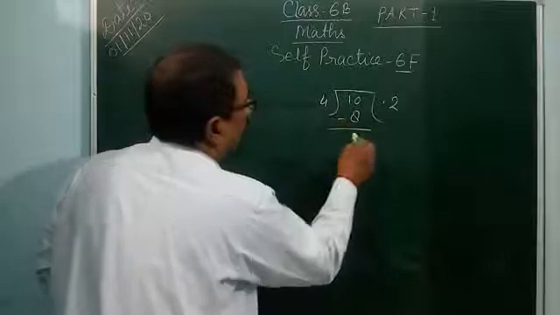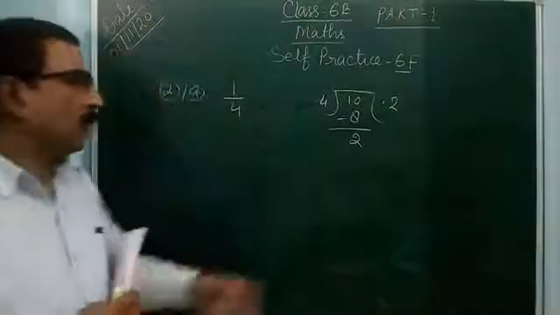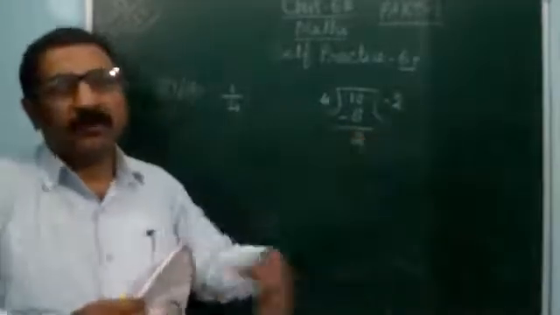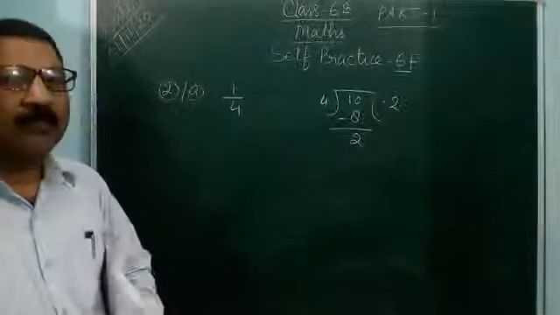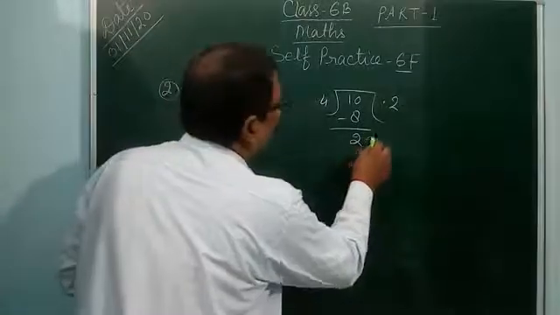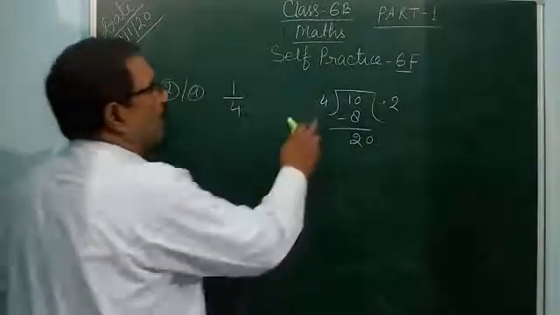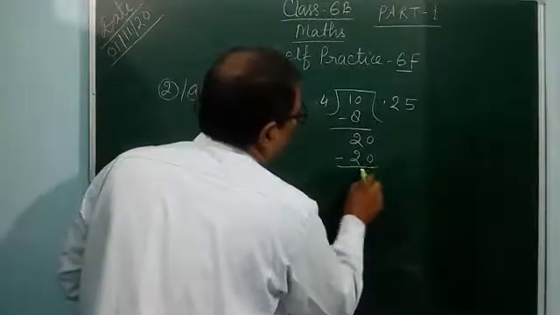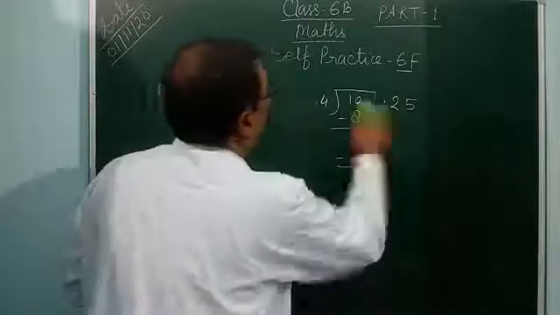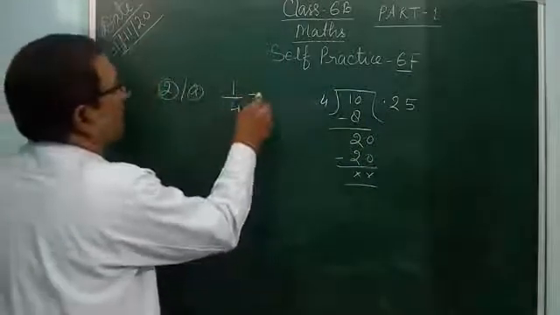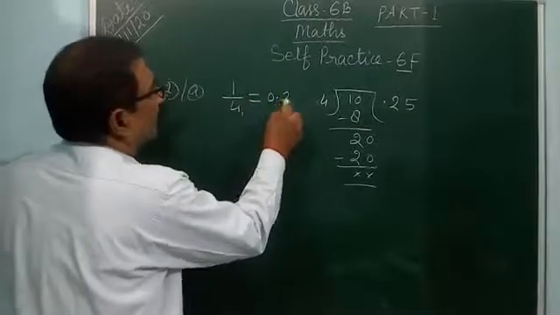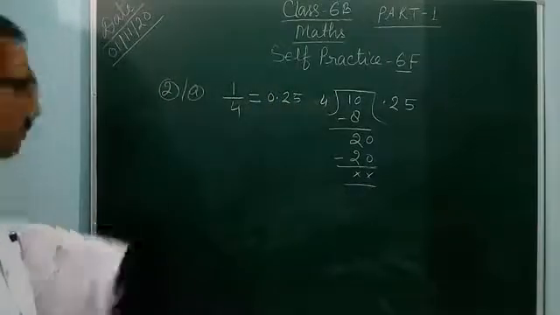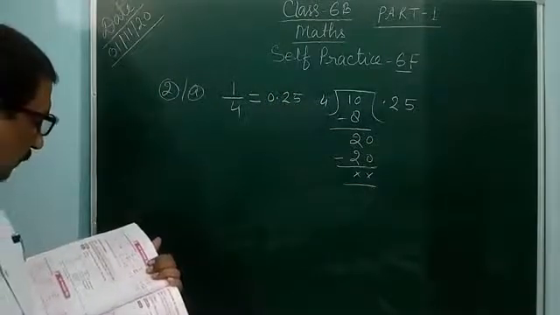10 minus 8, 2. If you have put one time decimal, so you can increase 0 at the coming time you need. So it will be 20. Now 4 5s are 20. 20 minus 20, 0. So 0.25. So if you are changing 1 by 4 in decimal, it will come 0.25. In this way you can change the fraction in decimal.